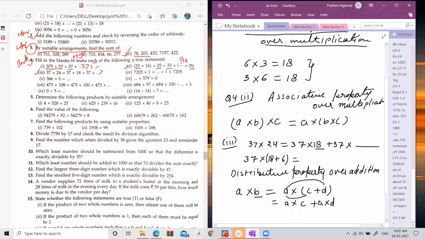24. Okay, so when you use this property, you have to multiply 37 into 18 and then put this plus sign and then multiply 37 with 6 also. So it means in this blank, you have to write 6. I hope it is clear.